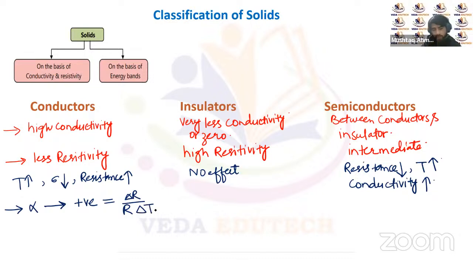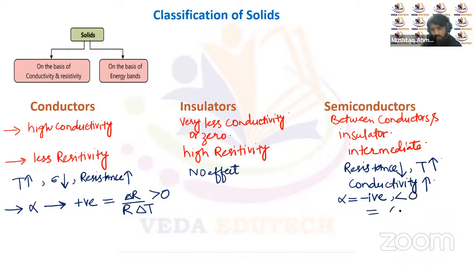Per degree rise in temperature. So it's the relative change in resistance per degree rise in temperature, right? And this is positive, which means it is greater than zero for conductors. For semiconductors the resistance decreases on increasing the temperature. It means the change in resistance will be negative here, or we can say alpha will be negative for semiconductors, or we can say it will be less than zero.